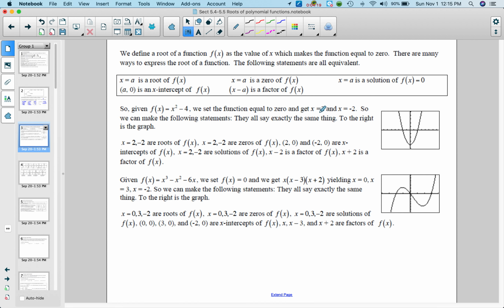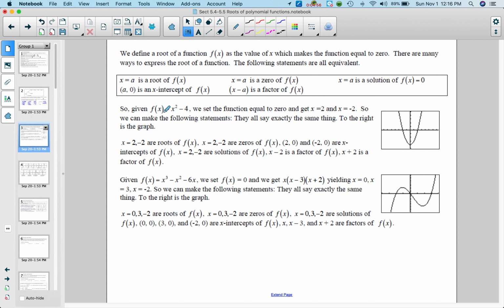Moving on here, we define a root of a function as the value of x which makes the function equal to 0. So remember that the root is the same thing as an x-intercept. If you write that as an ordered pair, it's the x-intercept of that function. And that also means we could say that it's a 0 of the function. We know that if a is a 0 of the function, then x minus a is a factor, and x equals a is a solution of f of x equals 0. So there's a lot of different ways that you can basically say the same thing.